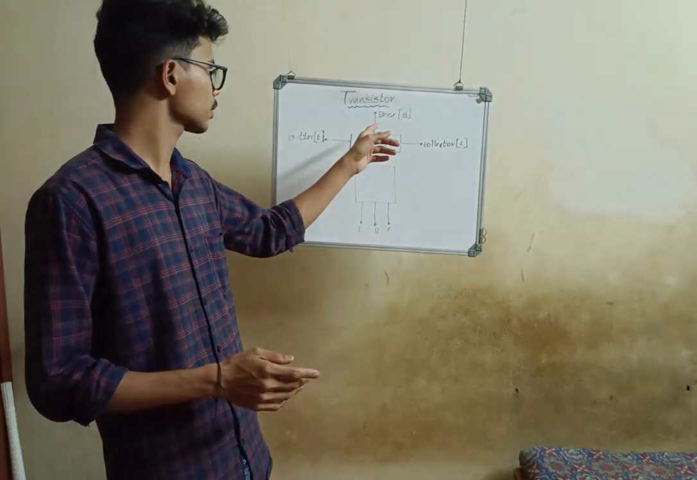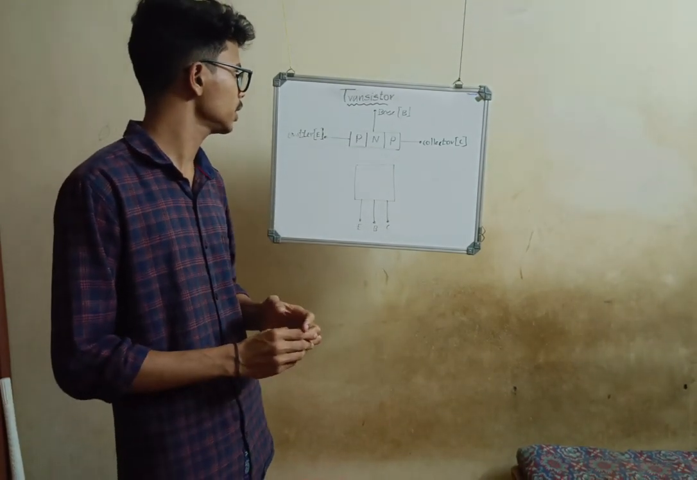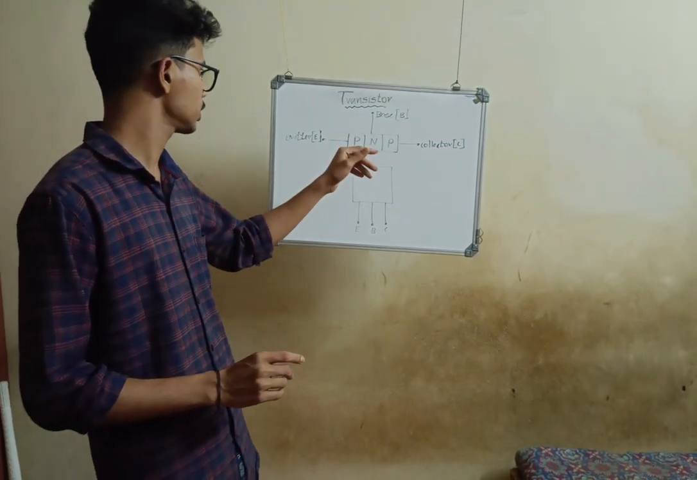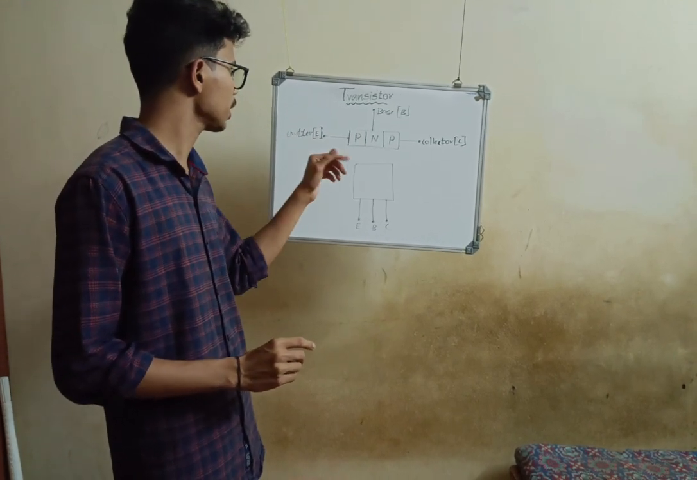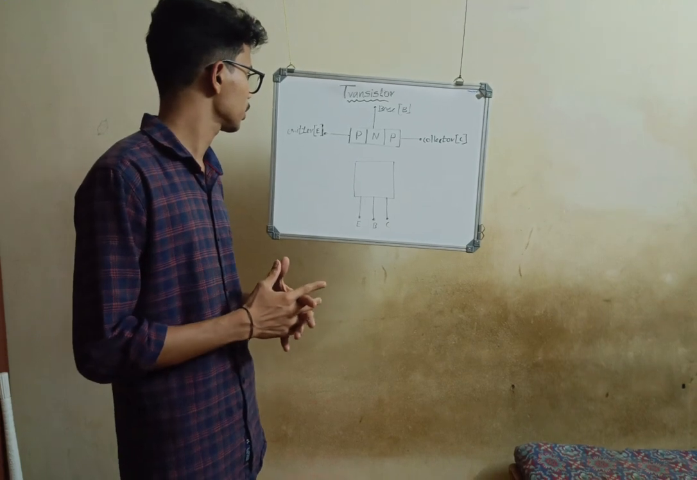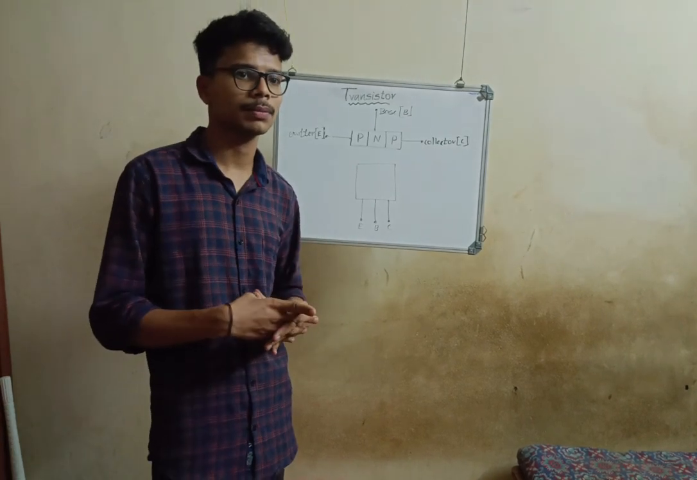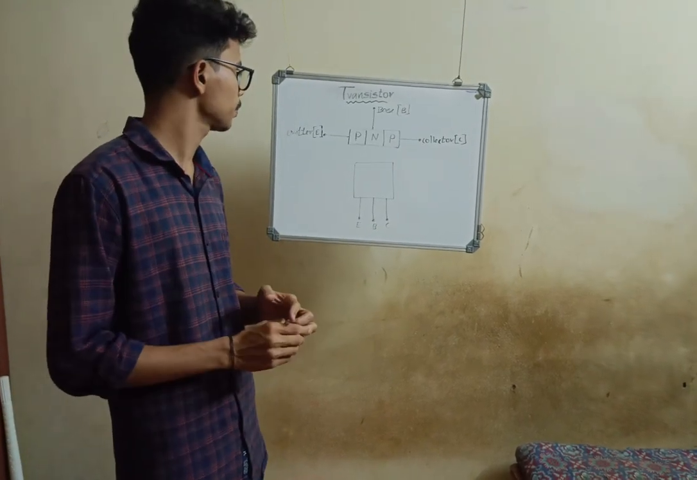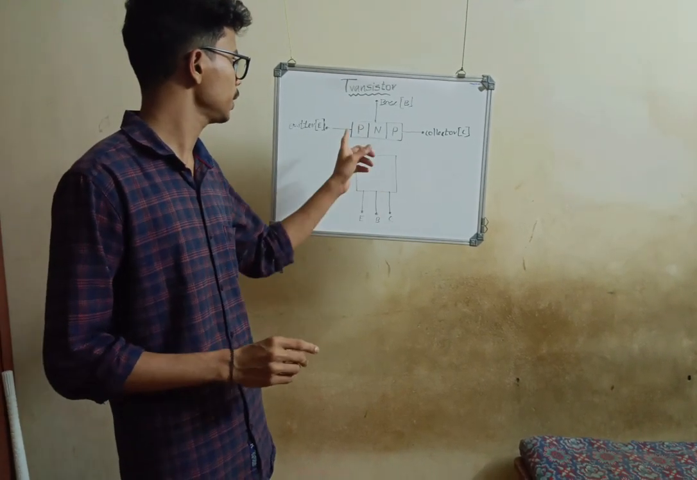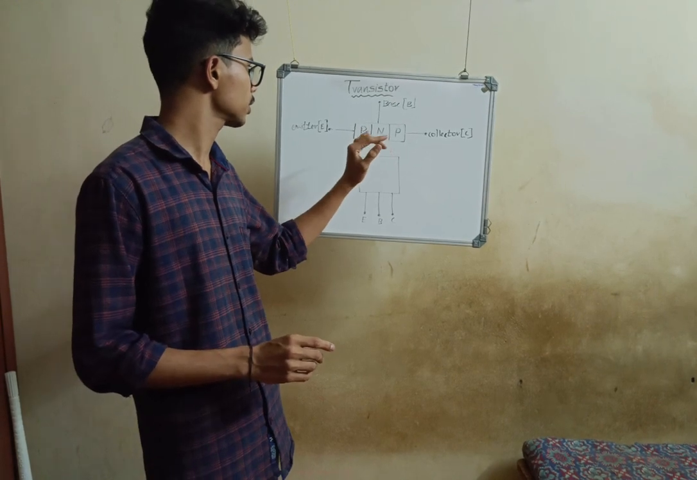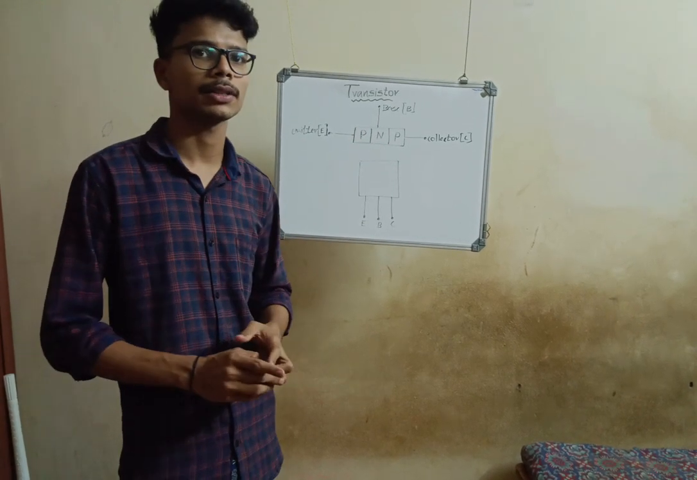Base energizes the transistor, and emitter and collector are the positive and negative terminals. In PNP, two P-type semiconductors are used with an N-type semiconductor.